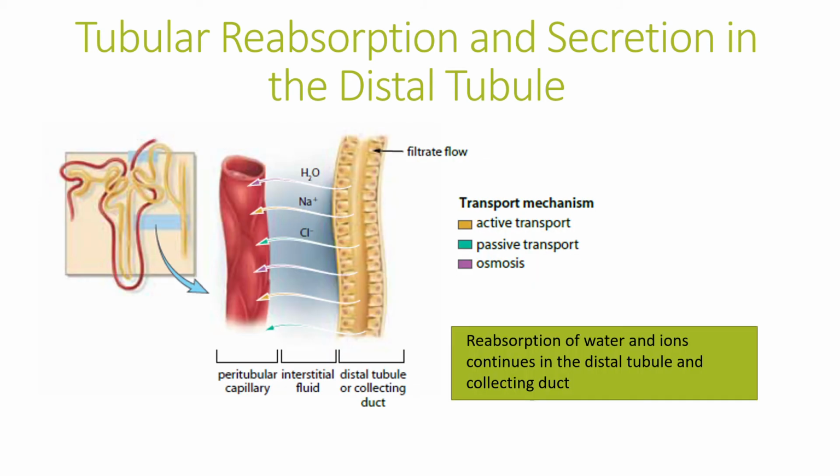This diagram here shows how water is transported by osmosis, how sodium is transported by active transport, and how chloride is transported by passive transport. And the reabsorption of water and ions continues in the distal tubule and the collecting duct.